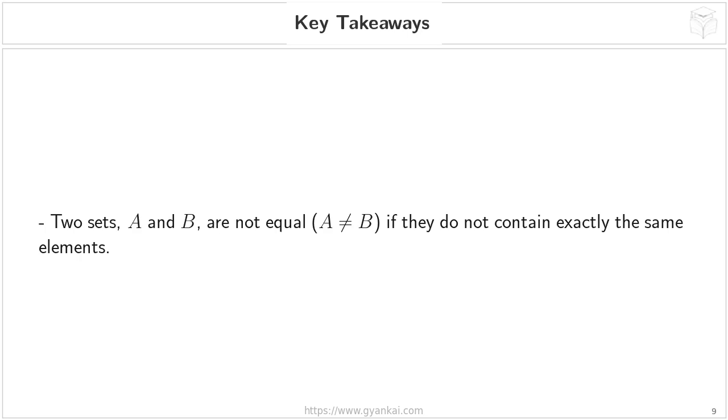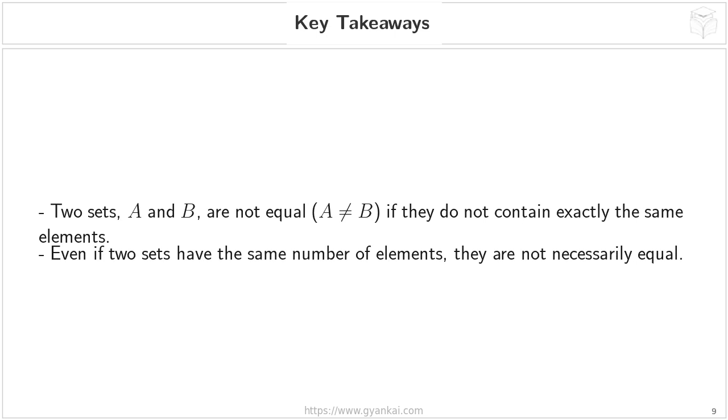Key takeaways. Let's wrap up our discussion on non-equal sets with these key takeaways. This slide summarizes what we've learned. The first point states that two sets, which we can generally refer to as A and B, are considered not equal, and we write that as A ≠ B, if they do not contain exactly the same elements. Remember, equality is strict. Every single element must match for the sets to be considered the same.